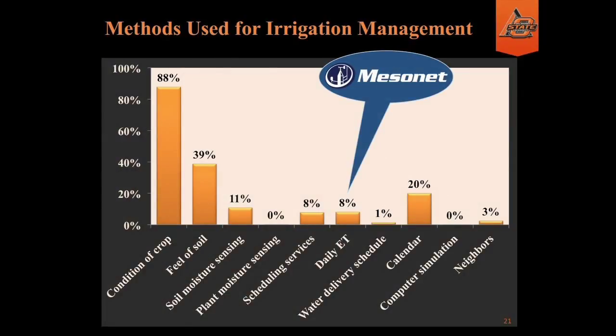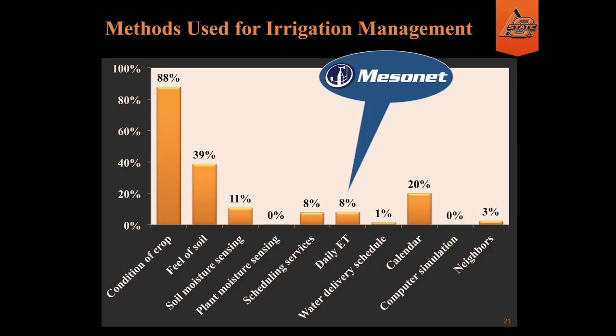So what are some of the methods that right now folks in Oklahoma are using to manage their irrigation? Again, this is based on the survey that was conducted in 2013. 88% of the surveyed growers in Oklahoma said they use condition of crop. They go out to the field, they look at the crop, and they decide if it's time to irrigate or not.